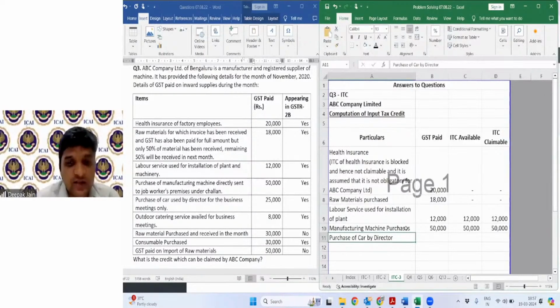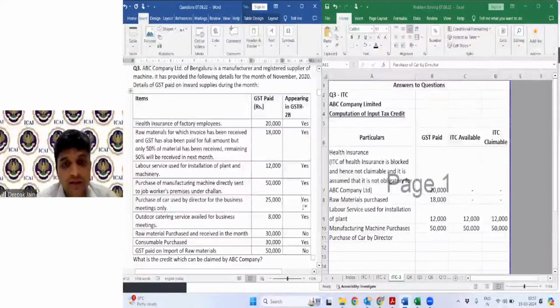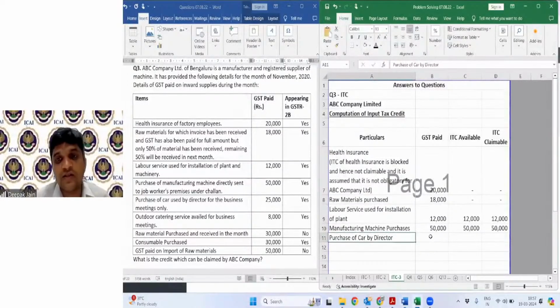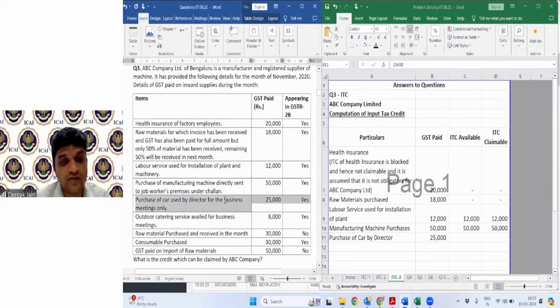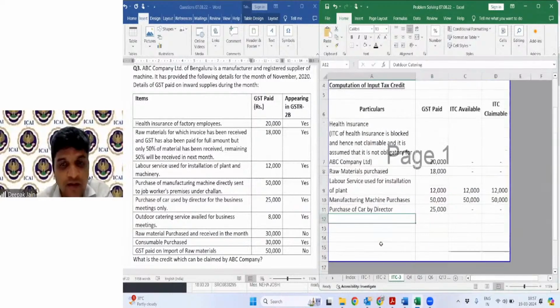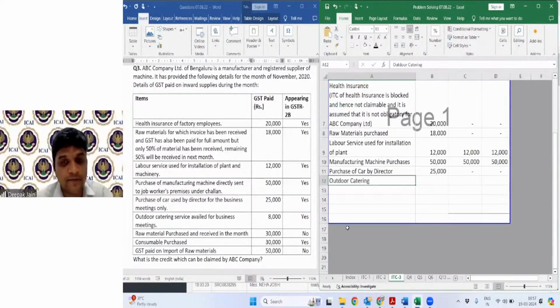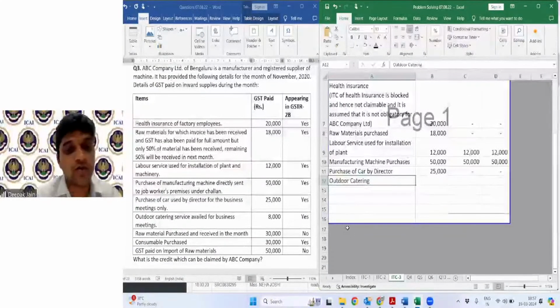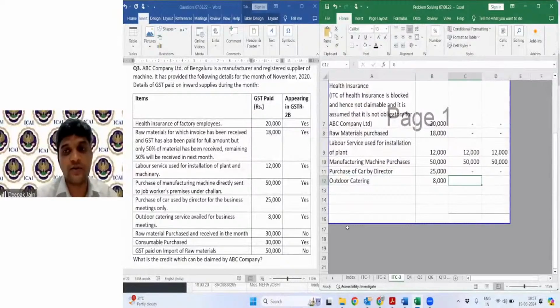Next aspect is on purchase of car by director. 25,000 appearing in GSTR 2B. Can we claim it? GST paid, sorry, 25,000 rupees. Can we claim it? ITC is not available. So ITC claimable is also 0. Then proceeding further, outdoor catering. Outdoor catering value is 8,000 rupees. ITC is not available, so we can't claim it.